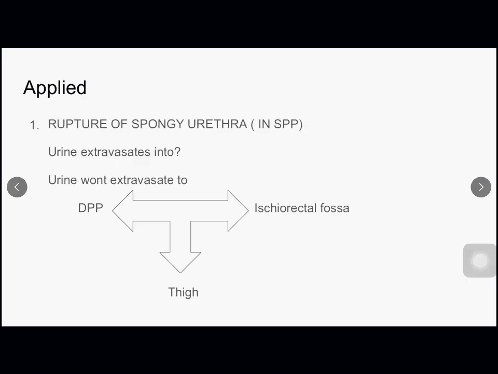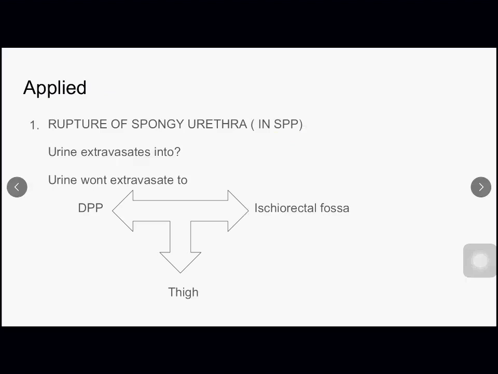Now coming to the applied aspects of this urogenital triangle. I told you two urethrae are present in this urogenital triangle. The spongy urethra was present in the superficial perineal pouch, which I showed you previously. So suppose there is a rupture of this spongy urethra by any instrumental procedure or any trauma which has happened.